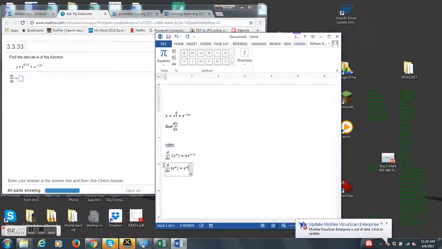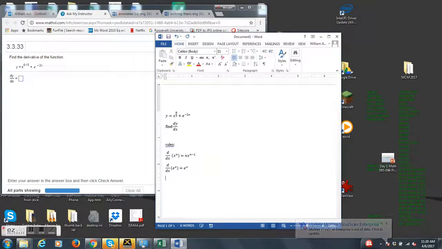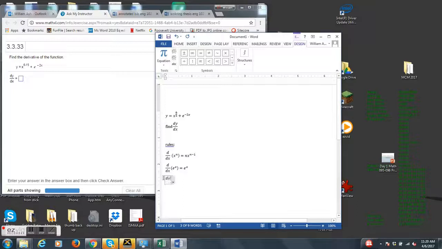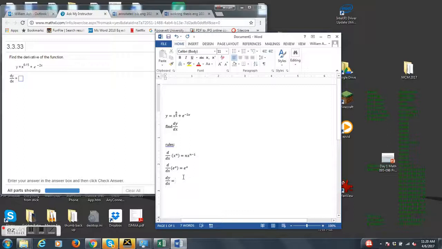All right, so when I take dy/dx, my n is my 6/5, so I'm just going to follow this rule right here. I've got 6/5 times x to the 6/5 minus 1, which I guess is 1/5. And then I'm going to have plus e to the x, the derivative of e to the x is just e to the x.